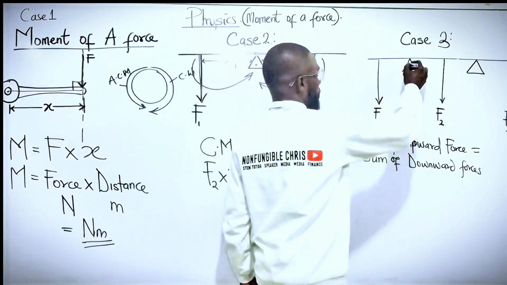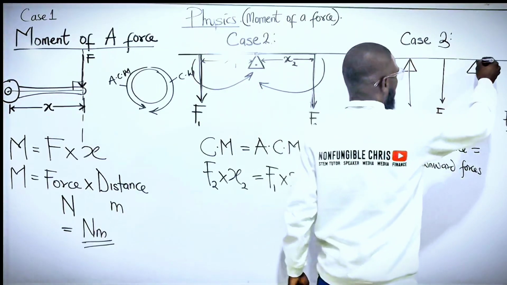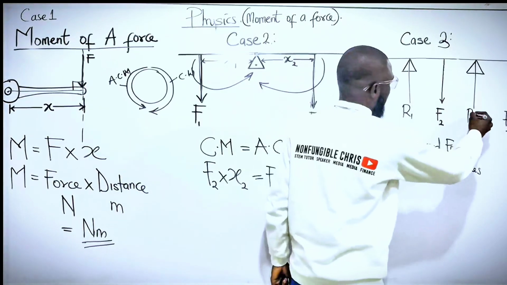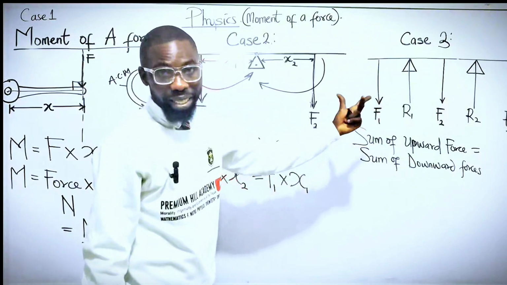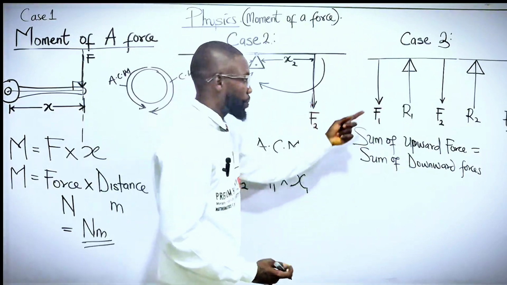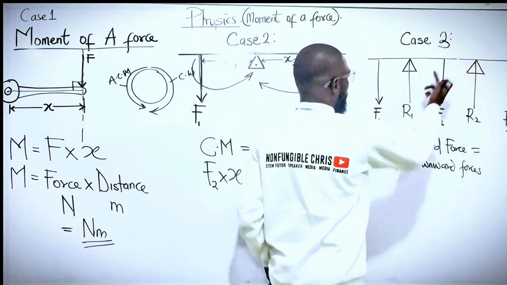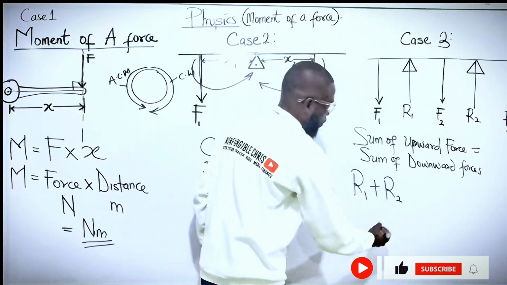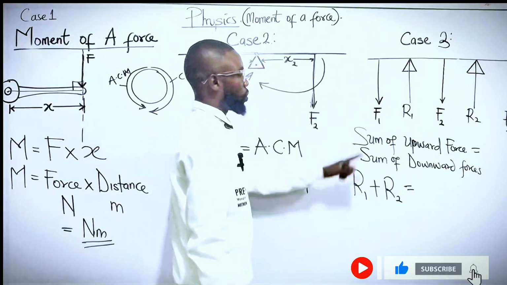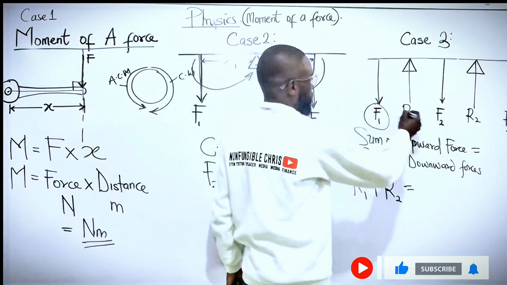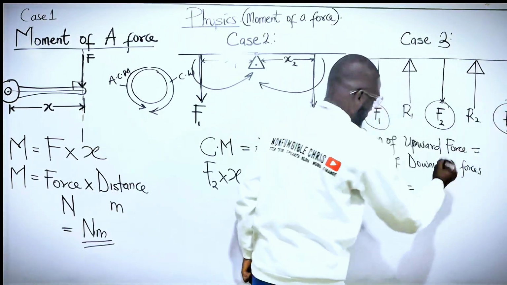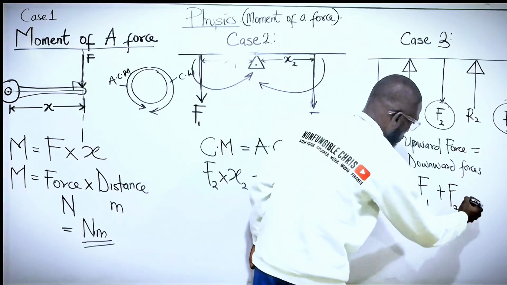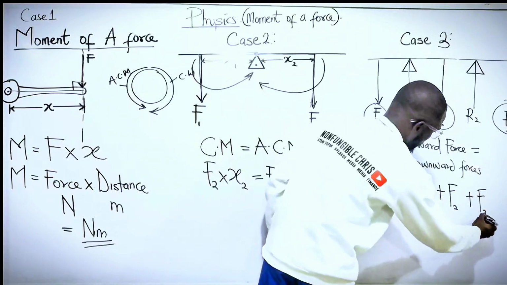So what are the upward forces? The fulcrums here are our upward forces. These two fulcrums are our upward forces, so let's just call them R1 and R2. In cases like this, of which you are going to be seeing a question in a bit, the forces going upward become R1 plus R2. The sum of the upward forces is equal to the sum of the downward forces, which is F1 plus F2 plus F3.